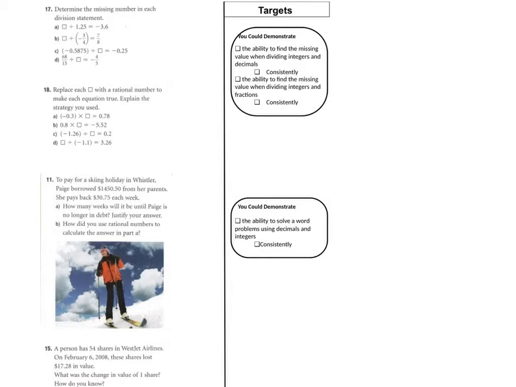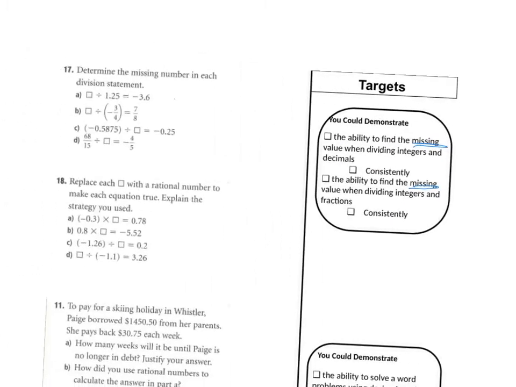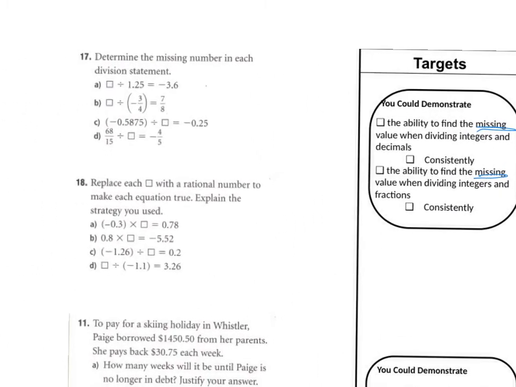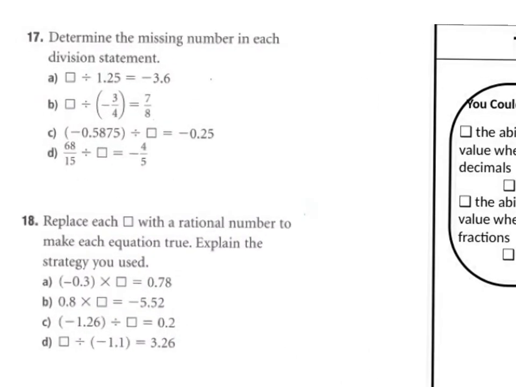So on this side here, same idea, but the targets are a bit different. The target wants you to find the missing value. So missing value of some integers, and the missing values when you're dividing. So the rules will be the same. All you're going to do is use some algebra skills. So I'll make that kind of larger.